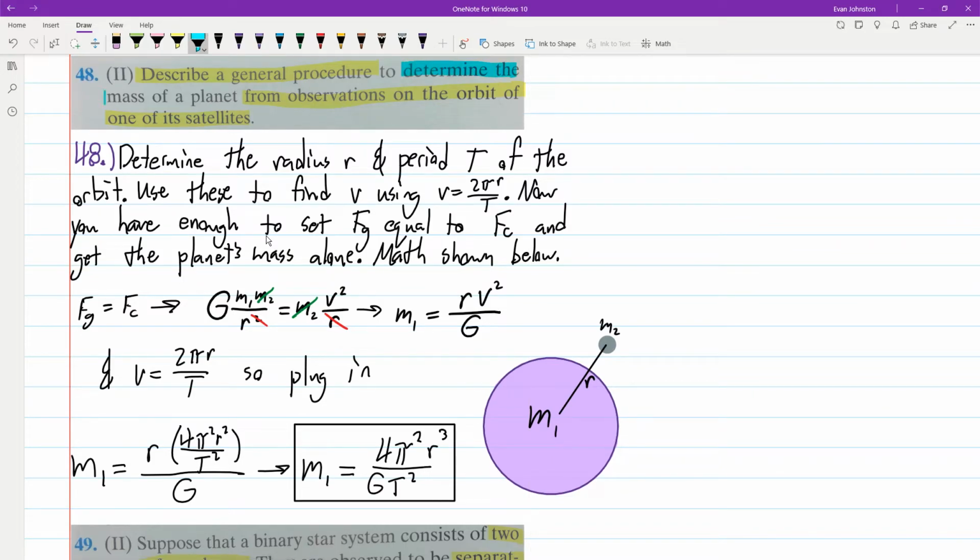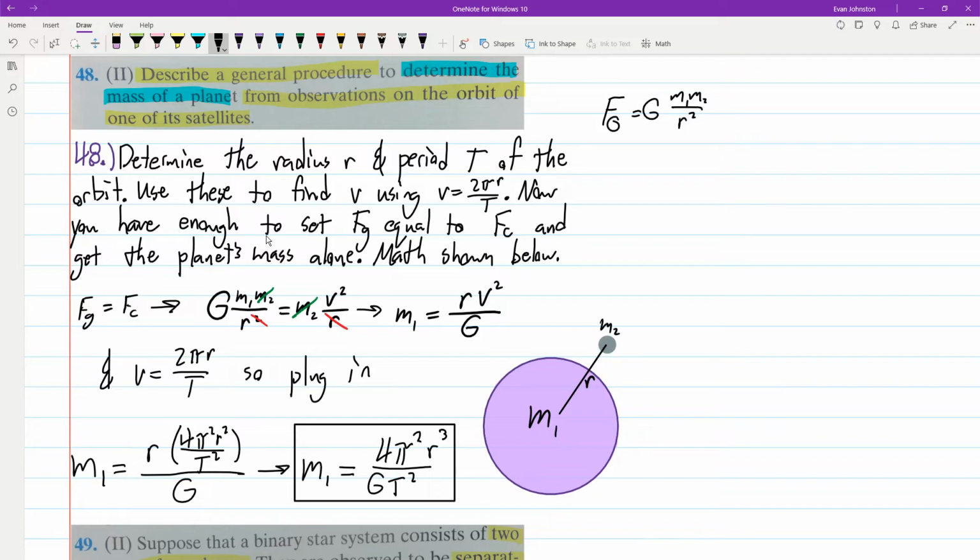Determine the mass of a planet. Well, if we want to find the mass of a planet, we probably are going to be using Newton's universal law of gravity. We likely will be using this big guy here that has the mass of the planet and the mass of the satellite at play.